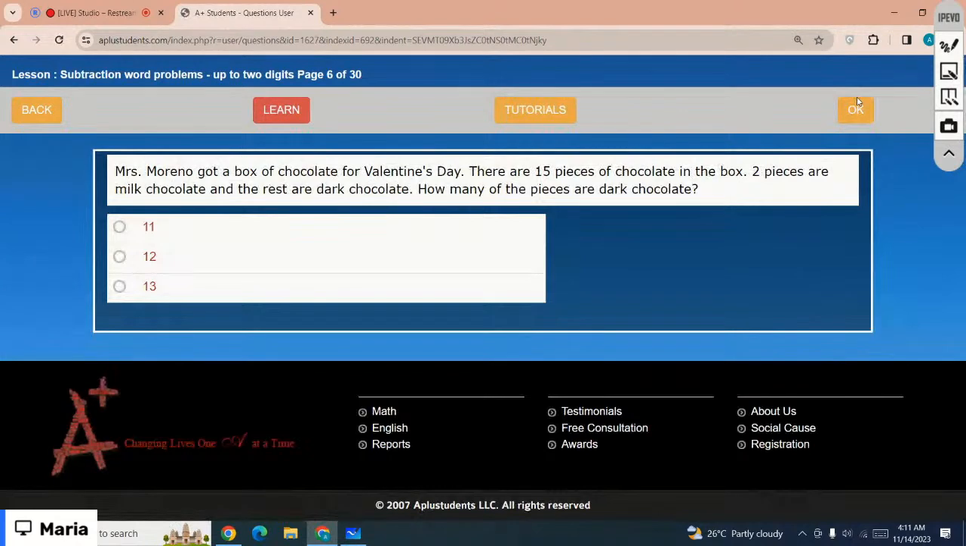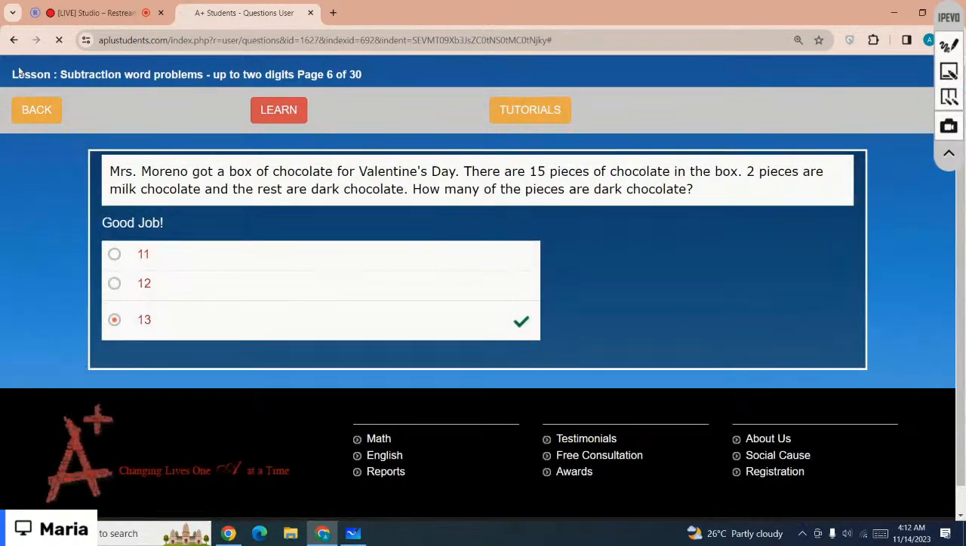Okay, Mrs. Moreno got a box of chocolate for Valentine's Day. There are 15 pieces of chocolate in the box. 2 pieces are milk chocolate and the rest are dark chocolate. How many of the pieces are dark chocolate? So the correct option is start with 15 and count back 2, so you end up on 13. That means 13 of them were the dark chocolates, right?